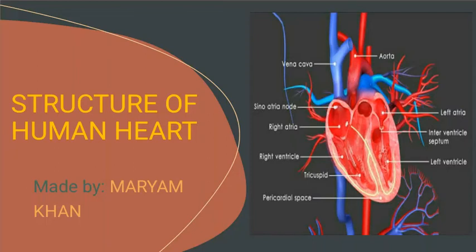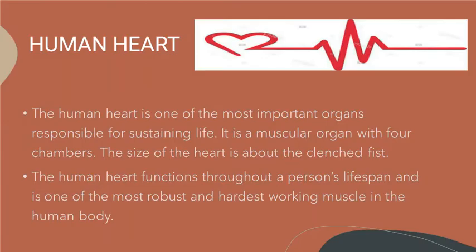Structure of the human heart. The human heart is one of the most important organs, responsible for sustaining life. It functions throughout the lifespan of an individual, and it is the most hardworking and robust organ in the human body.